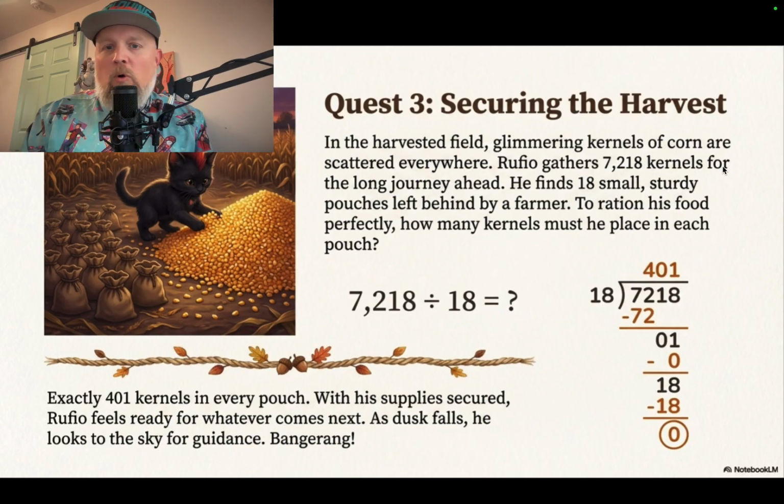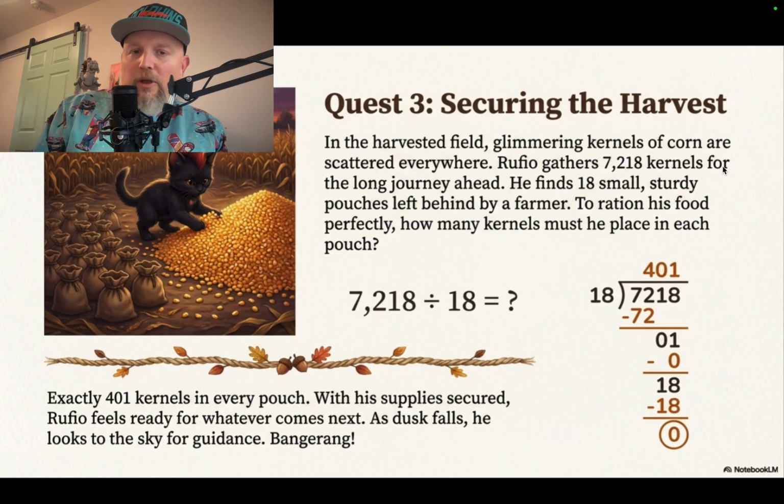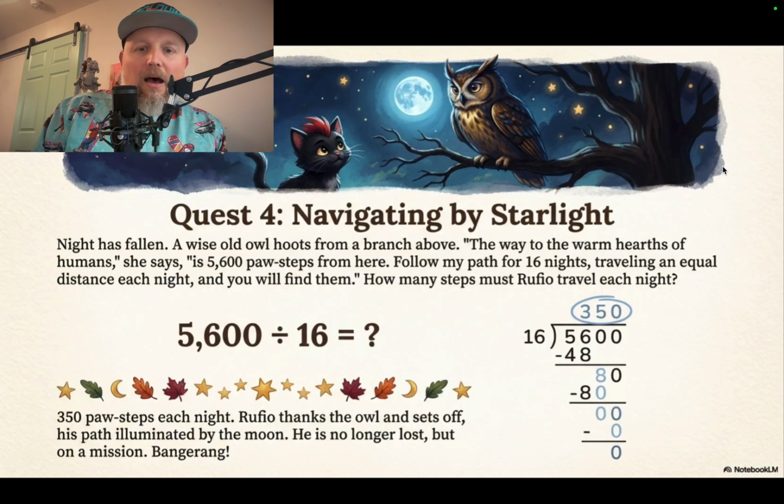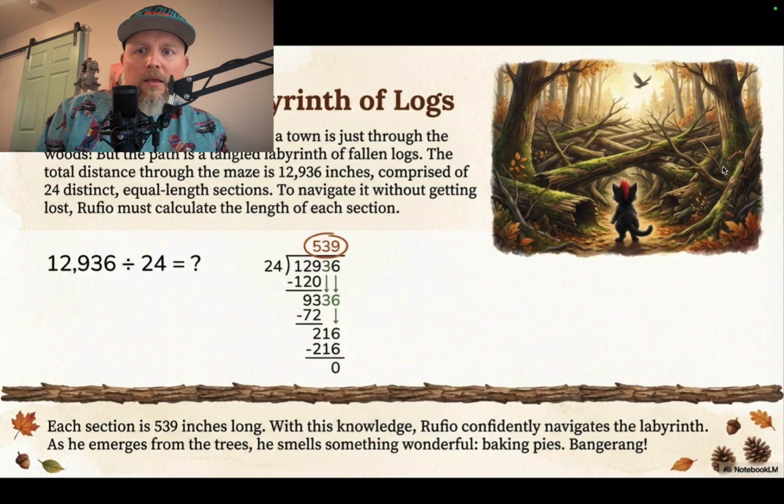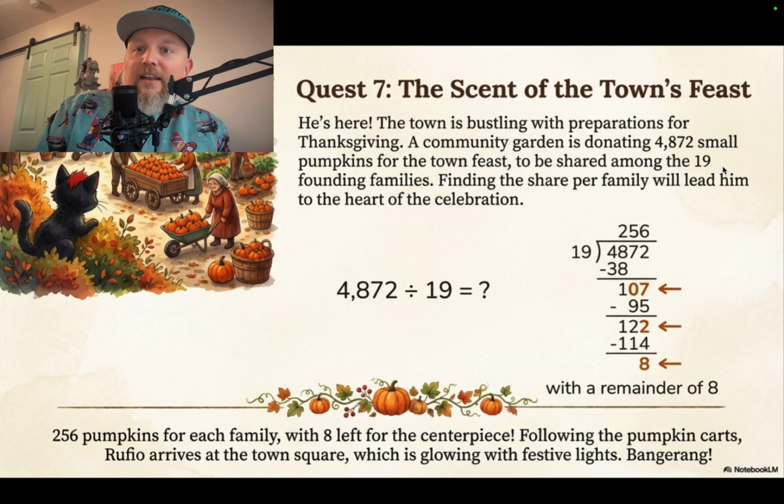He finds some corn. He's got to do something cool with corn. He talks to the wise owl. They count stars. He has to pay a toll in cranberries. Who hasn't had to do that? He has to go through a labyrinth of logs. Duh, don't we all? And then he starts smelling a feast in town. He's getting closer to people, right? He's in the woods. He's getting closer to people. And he has to do some kind of help there so he can go to the next step.